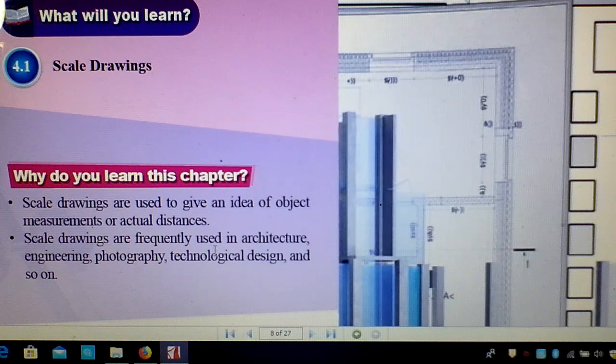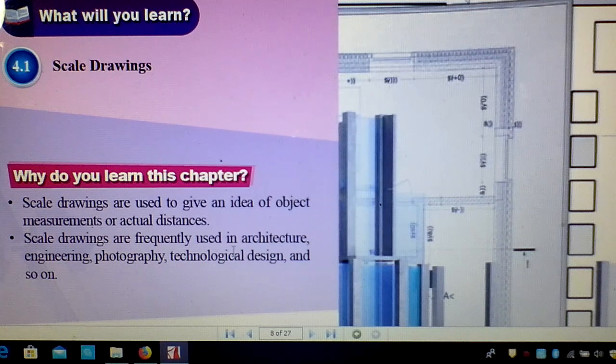So why do you learn this topic? Scale drawings are used to give an idea of object measurement or actual distances. Scale drawings are frequently used in architecture, engineering, photography, technological design, and so on. For example, you want to show somebody a model or any project that you have done. The actual size is too big. Then how can we show him on a piece of paper?